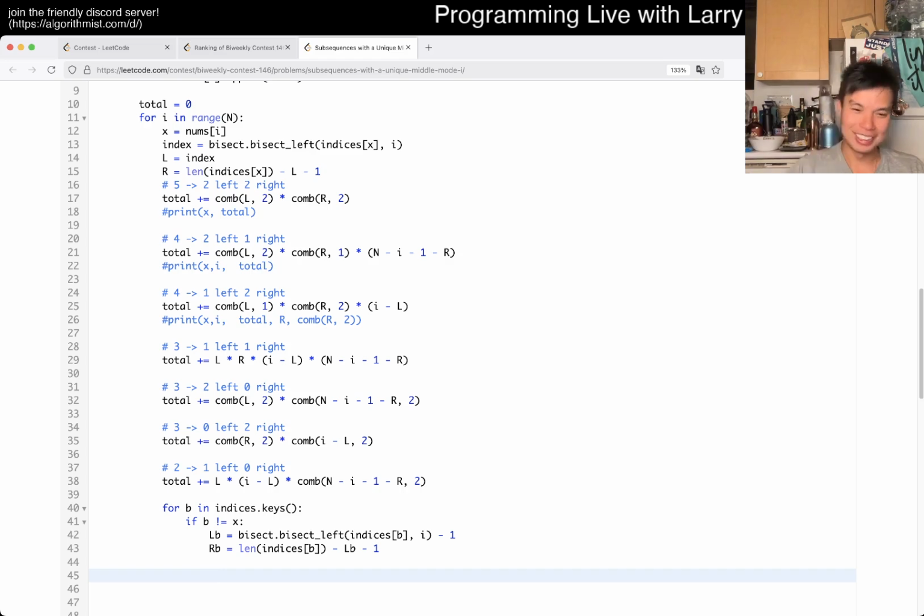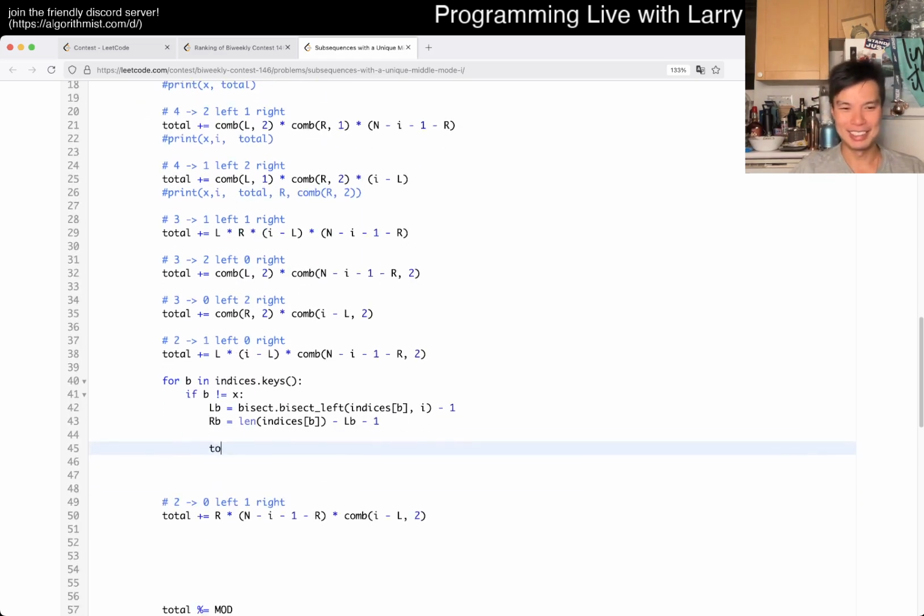This is so annoying. I mean, it's not that bad. We have to subtract out 2 on the right. I guess we can actually do these together, but I think my head is too dumb for this. So it's just RB choose 2, right? And then the number of left side, right?